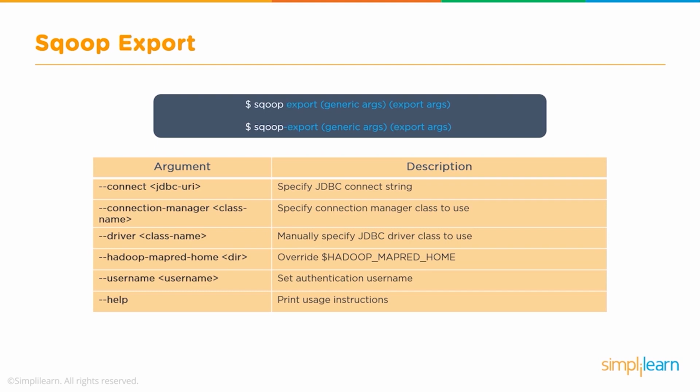And with the export, you'll see that we can specify the JDBC connect string, specify the connection manager class to use, manually specify the JDBC driver class to use. You do have to let it know to override the Hadoop MapReduce home, and that's true on both of these, and set authentication username, and finally you can print out all your help setup. So you can see the format for Sqoop is pretty straightforward, both import and export.